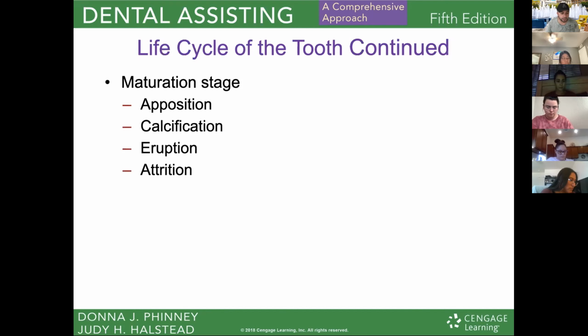Attrition is where the tooth wears away, usually at the incisal edge, or the occlusal surfaces if we're talking about posterior teeth, during normal function and use. So the maturation stage is first apposition, and then calcification. Calcification is just where all the minerals and salts get deposited into the tooth. Eruption is when the tooth comes out of the gum tissue and we actually see it. And then attrition is just wearing away from normal use.